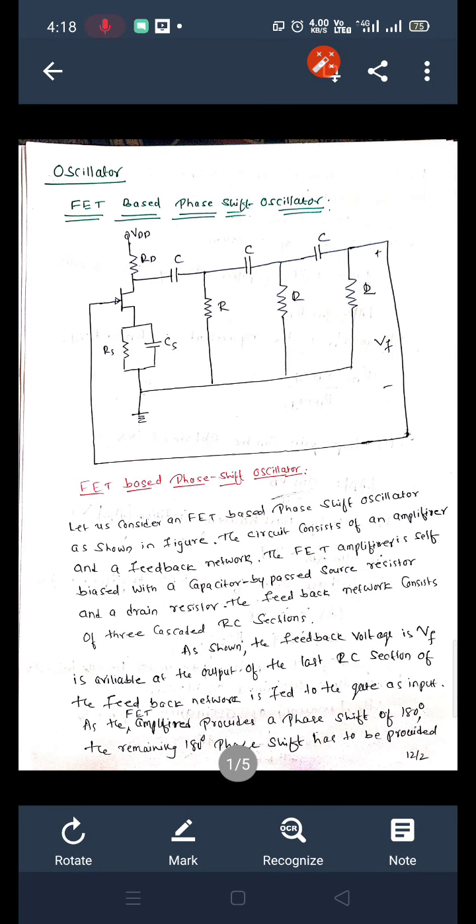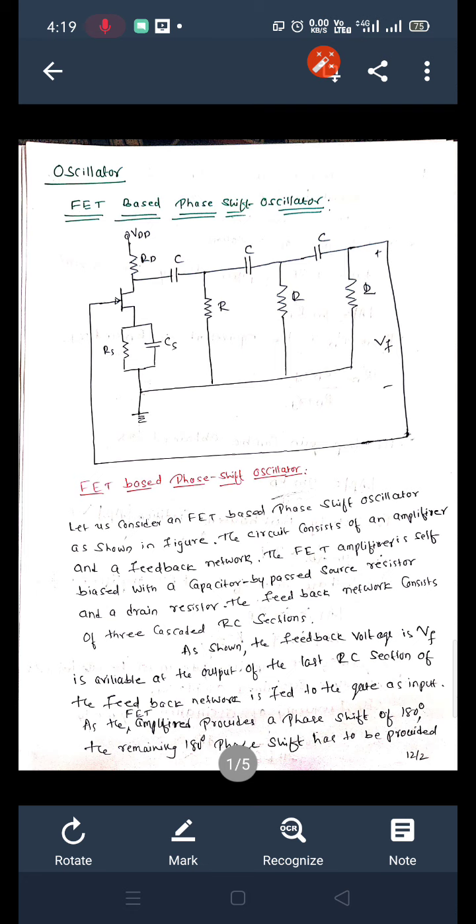In today's class, we are going to study different types of oscillators. The first one is the FET based phase shift oscillator. The second one is the LC oscillator, and the third one is the crystal oscillator. First we will see what we mean by an oscillator.